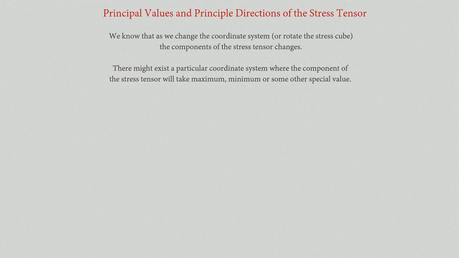We know that when we change the coordinate system or rotate the stress cube, the components of the stress tensor change. That we have seen, because the coordinate system is chosen by us. So as you change it, the representation changes. So there might exist a particular coordinate system where the components of the stress tensor will be maximum, minimum, or have some special values. Okay, these components will change somehow, and it's possible you'll observe some kind of pattern.